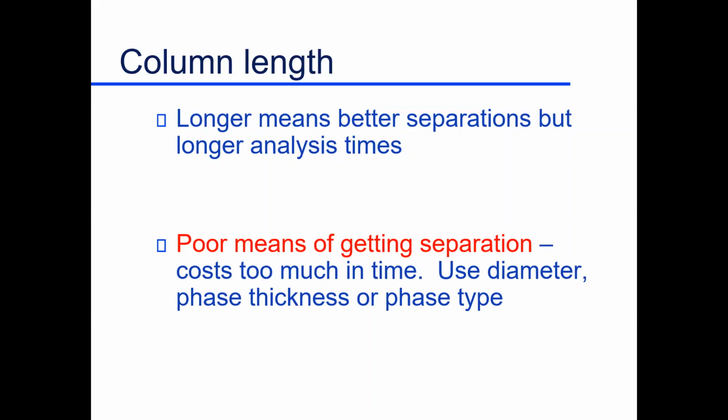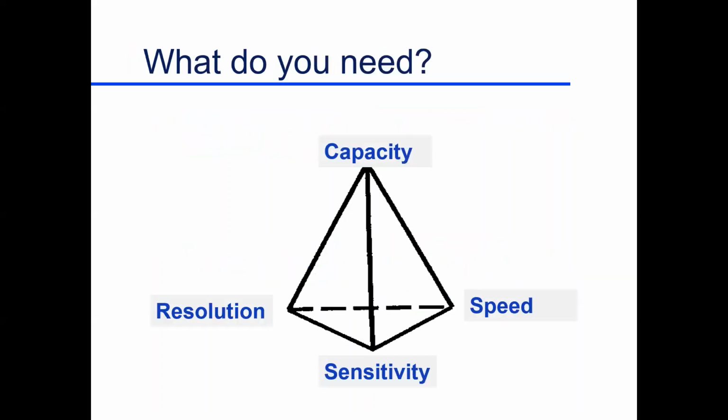And you can actually buy a 30-meter column and cut it into 3 10s if you want. If the 10-meter does the job, you basically can buy one column and get 3 out of it. So there's really reasons for that. It's a poor means of getting separation because, again, it costs me time in analysis. So we kind of have the usual. Nothing's free. No matter what you do, you pay one way or another.